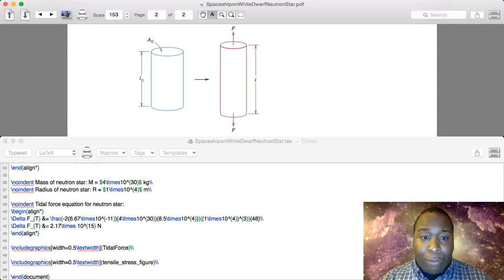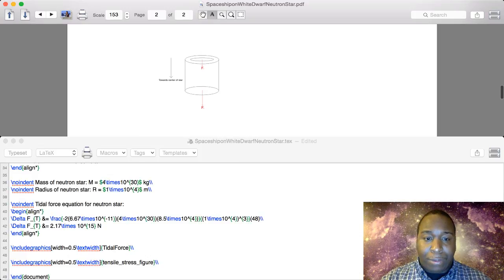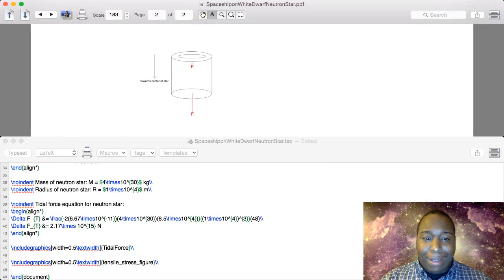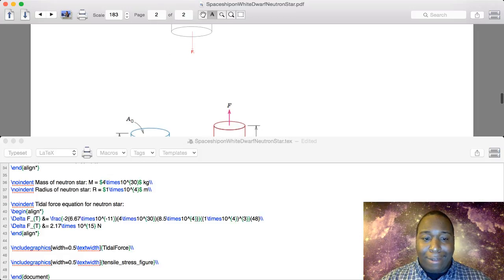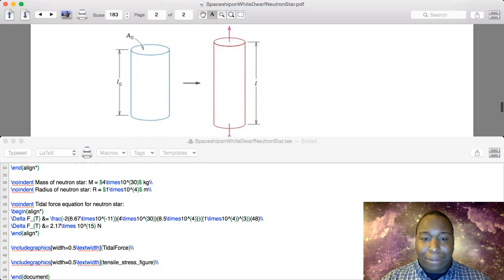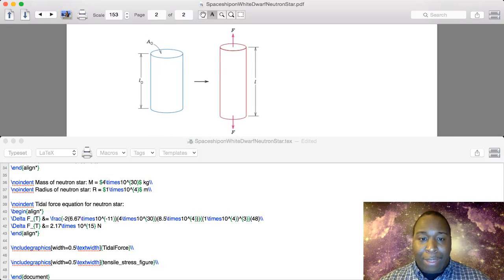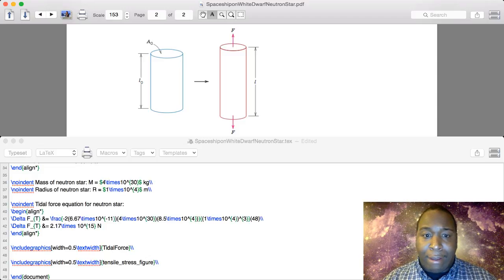So we need to kind of reimagine this picture into this picture, just so that we can be able to work with the math that accompanies the idea of tensile stress.